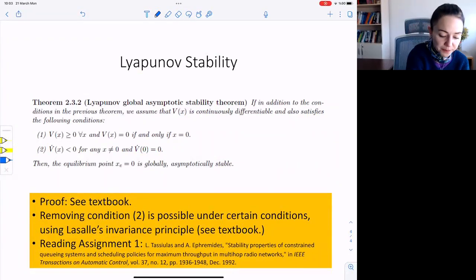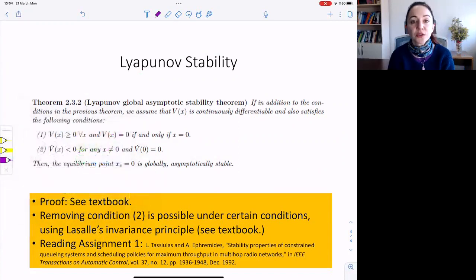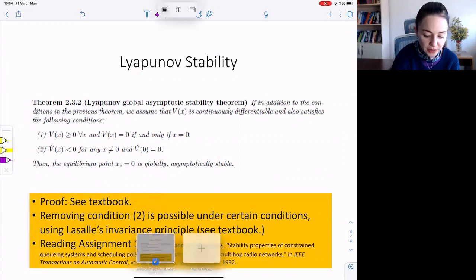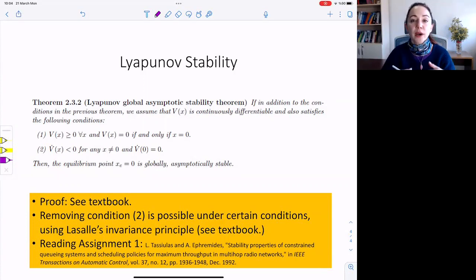Now, the next theorem is even more important. It's going to be used in our proofs of the stability of certain network algorithms. If in addition to the conditions of the previous theorem, we assume that v of x is continuously differentiable and also satisfies the conditions 1 and 2, then basically the equilibrium point is globally asymptotically stable. The first theorem was about the boundedness of the state. The second theorem is about the stability of the equilibrium points.